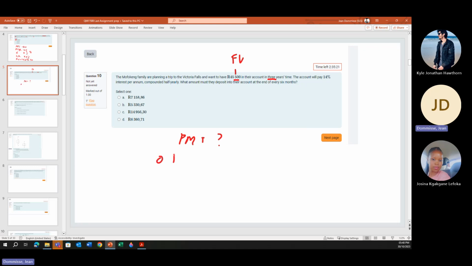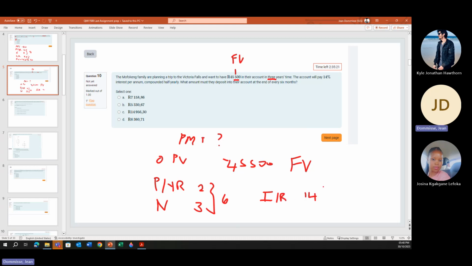We start off with zero present value. We have the minus 45,500 as a future value. We have the payments per year is 2. We've got how many years is 3? There's going to be 6 of them. And your interest rate is 14%. And then we'll check what the PMT is. It says 0 present value, 45,500 future value, twice a year because it is compounded half yearly. For 3 years, 6 payments, 14% interest.